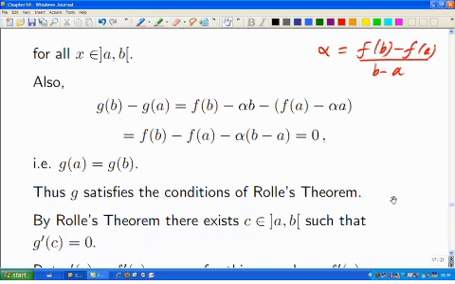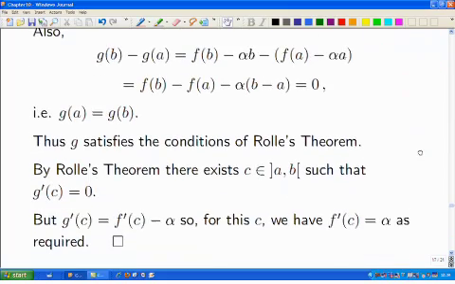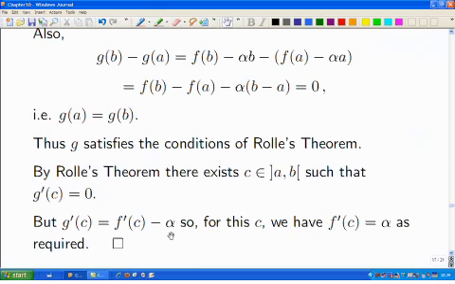So somewhere between a and b strictly, g prime of c is 0. But we know what g prime of c is. We've got a formula for g prime, that's up here. G prime of x is f prime of x minus alpha, so g prime of c is f prime of c minus alpha. So if g prime of c is 0, f prime of c is alpha, and we've finished. And that's the proof of the mean value theorem.